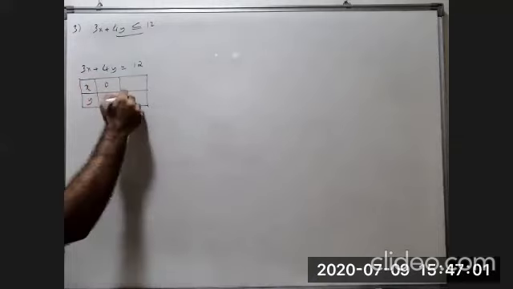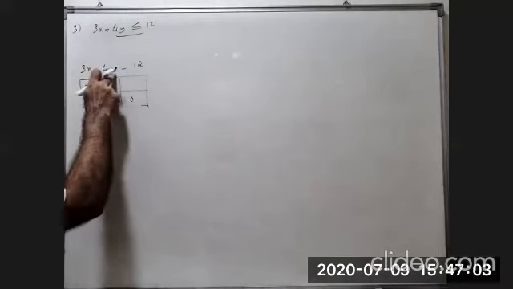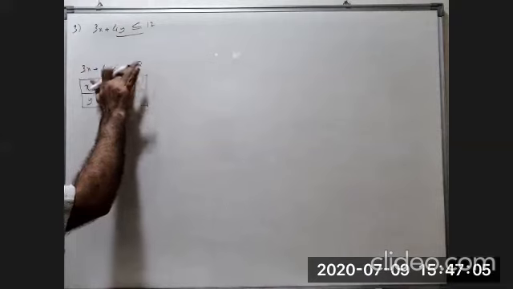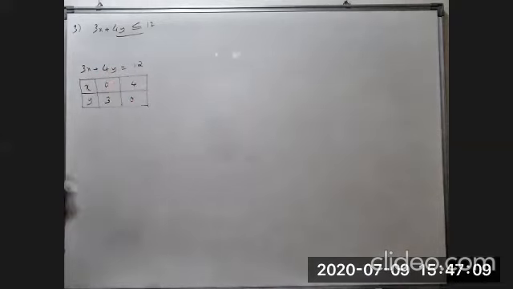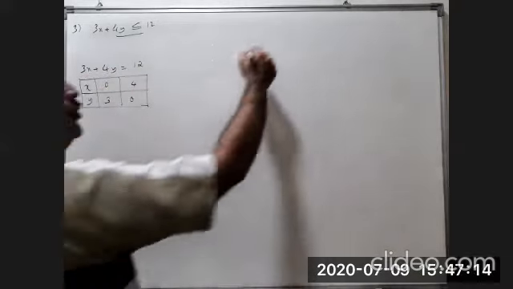Now put y is 0. If y is 0, 3x equals 12, so x is 12 by 3, which is 4. Two points are more than enough: (0, 3) and (4, 0).